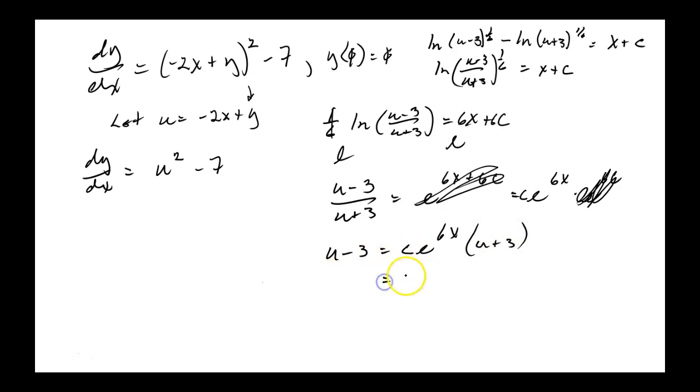Now, this will be c e to the 6x, I'm going to put the u here with the c, plus 3 c e to the 6x, just distributing that. And this is equal to u minus 3. Okay? Now, I want to get my u's together and anything without u's separated. So let's add 3 to both sides. And let's subtract c u e to the 6x from both sides.